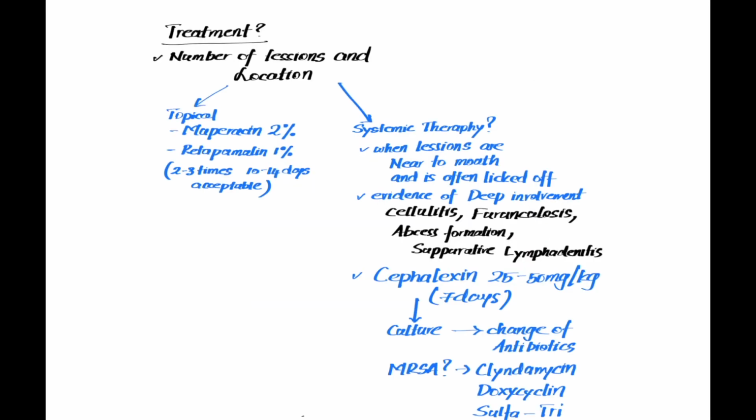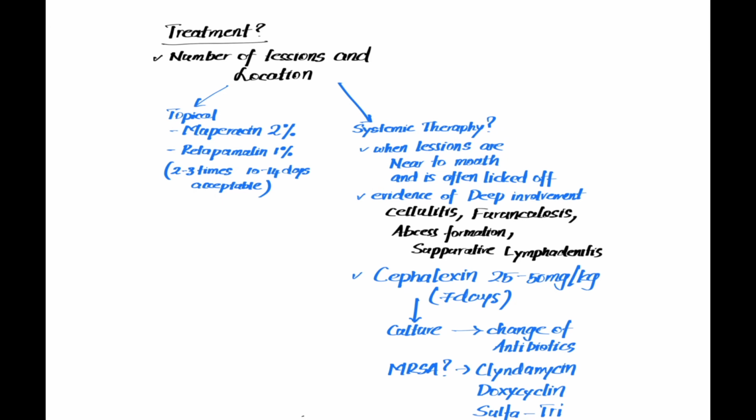Treatment options can be either topical or systemic. Topically, we can consider mupirocin 2% or retapamulin 1%, which can be applied 2 to 3 times per day for 2 weeks. Systemic therapy is considered when the lesions are around the mouth and the local application is often licked off by the child, or when there are complications like deep tissue involvement, cellulitis, bronchiolitis, abscess formation, and suppurative lymphadenitis. Then we can go for systemic therapy.